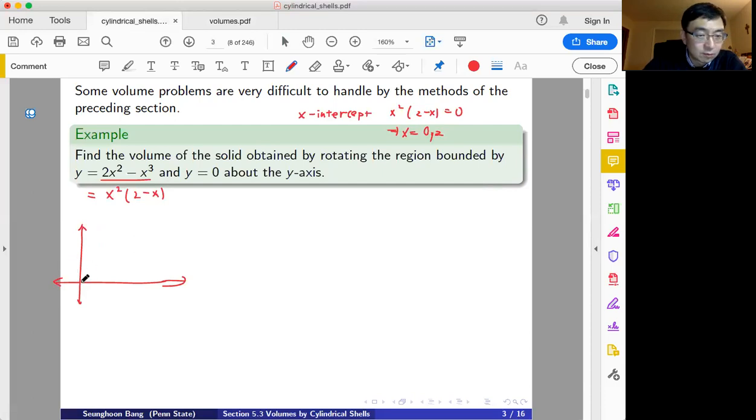Here we have 0 and 2. These are the x-intercepts. The factor 2 minus x has power 1, which means the graph crosses. The factor x has power 2, so it only touches. The graph is like this one. One more: y equal to 0 is this one. We have this region. You have to rotate about the y-axis. So what happens? The solid is like this.